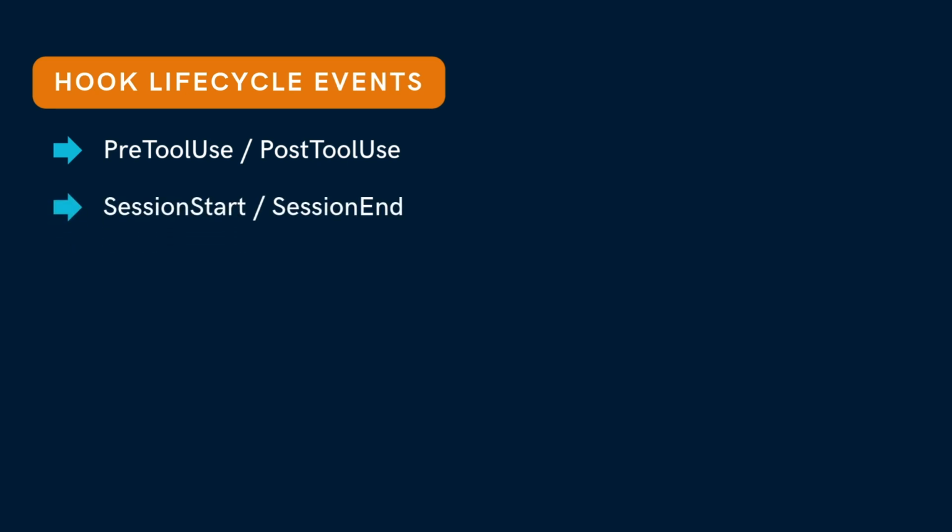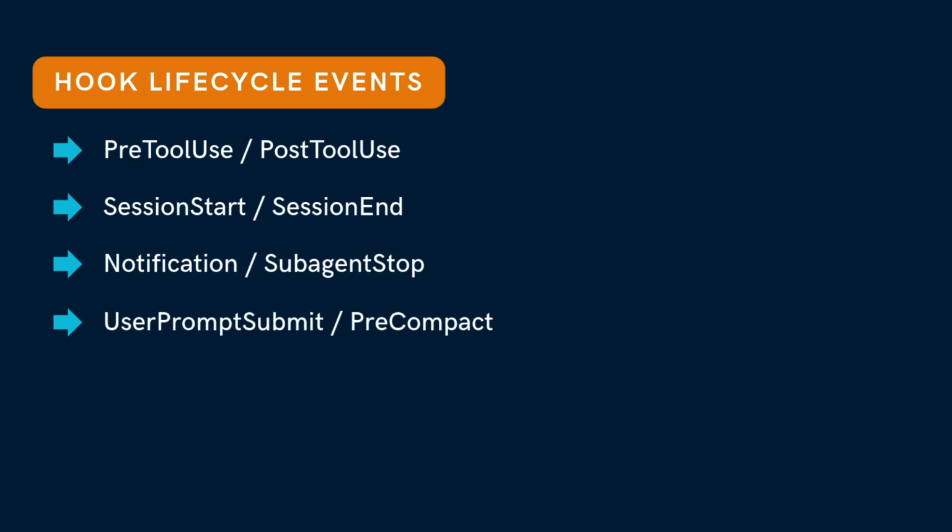Hooks can be tied to different points in your workflow known as lifecycle events. For example, you can run commands before or after a tool runs with events like PreToolUse and PostToolUse. They can also trigger when a session starts or ends using SessionStart and SessionEnd. Other useful points include notification and subagent stop, which let you respond to specific actions as they occur. And you can even connect tasks to moments like user prompt submit or pre-compact to handle work right before an important step. Knowing when these events occur helps you place hooks exactly where they are most useful.